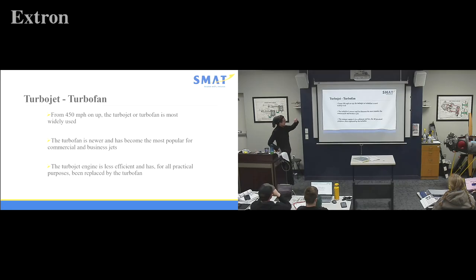So then, for turbojet and turbofan, from 450 miles per hour on up, turbojet and turbofan are most widely used. Turbofan, in the great scheme of time, is considered newer, and it is definitely most popular for commercial and business jets, even now for fighter military jets. Turbojet is less efficient because it doesn't have that fan, and has pretty much been replaced by turbofan. So if you don't have turboprop, turbofan is where it's at.